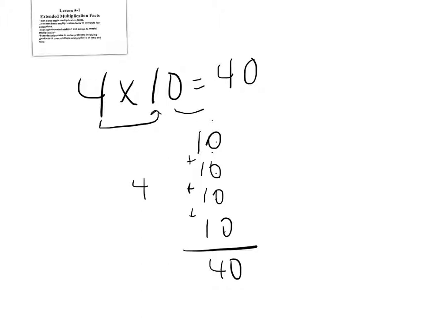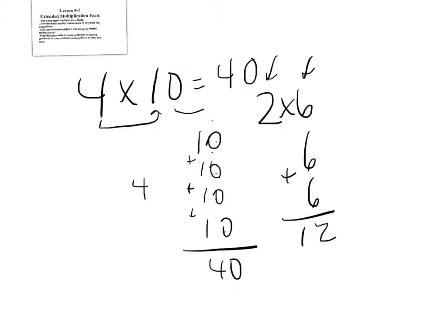Okay, another repeated addition could be like 2 times 6. That's telling you 2 sixes. So 6 and 6, you add them together, you get 12. That's kind of the basics of multiplication. You all should have that down by now. If you don't, that's another way to do it.